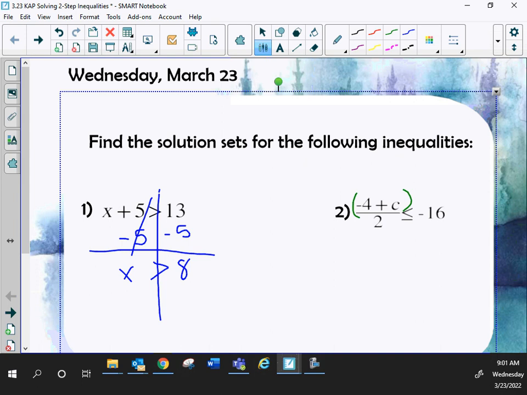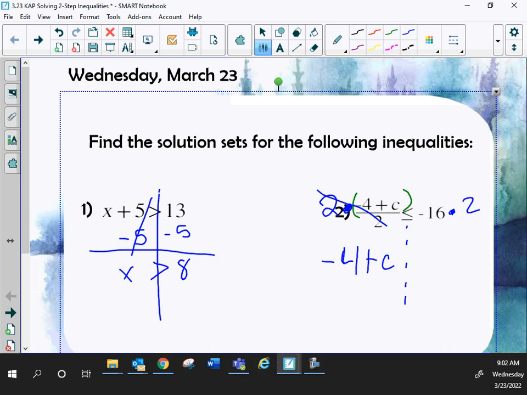How do I get rid of that 2? Multiply both sides by 2. Times 2, times 2. This cancels out on the left side. I'm left with -4 plus c. Do I keep the sign or flip the sign? Flip. I just had 2 different answers. Do I keep it or do I flip it? Okay, someone defend your answer.